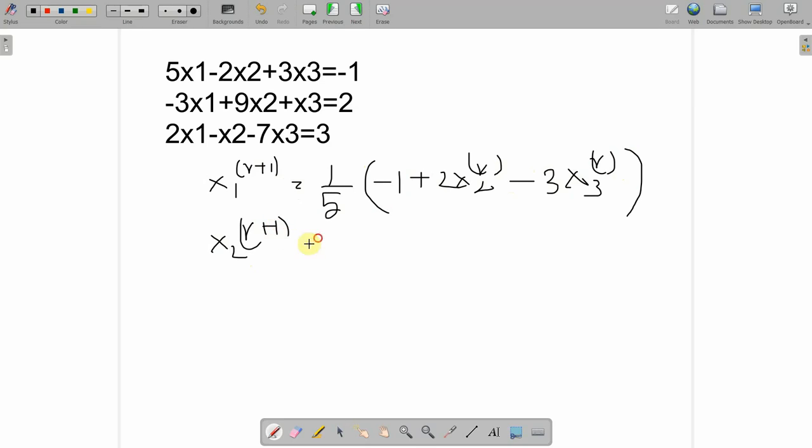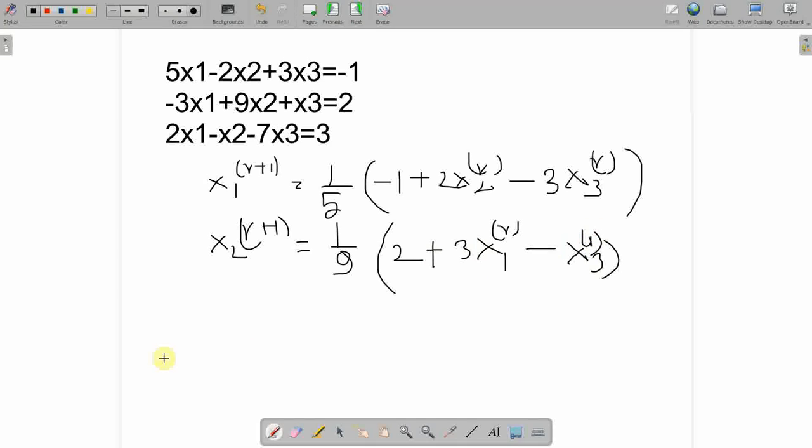x2 at r plus 1 equals to 1 by 9. No, I'm finding the value of x2, right? Yes, it will be divided by 1 by 9. Okay, then it will be 2 minus 2 plus 3x1, right? 3x1 minus x3. Yes. Now it's right.